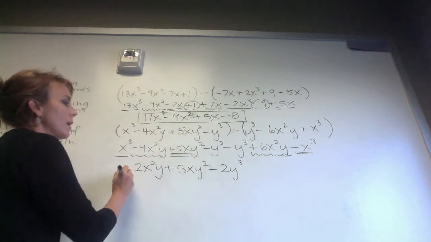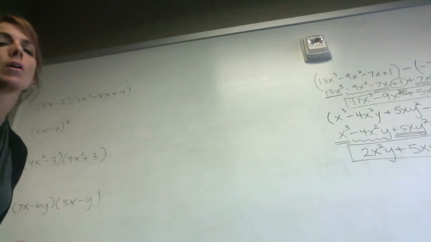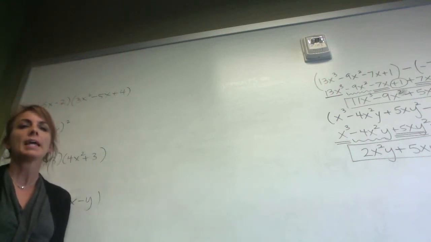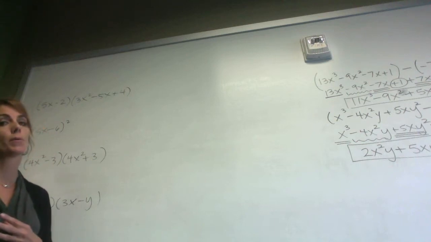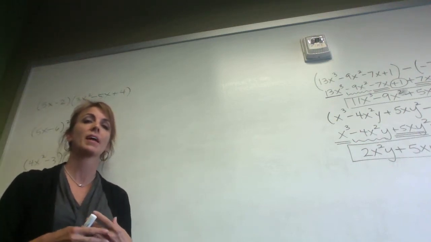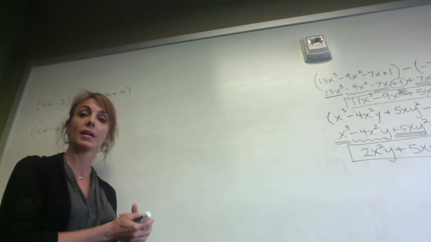All right, and then I have a solution for my polynomial. Okay, so now let's talk about how we multiply polynomials. Anytime you've got more than one term multiplied by an expression that has more than one term, you have to take each term in the first and multiply it by each term in the second.